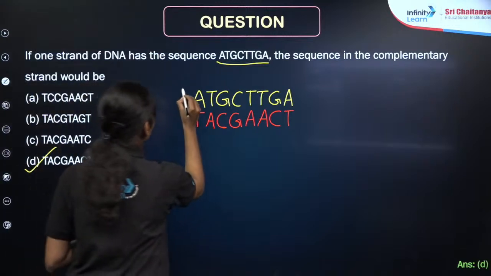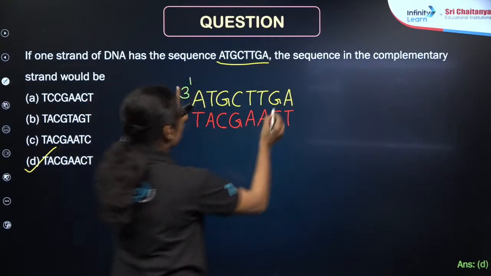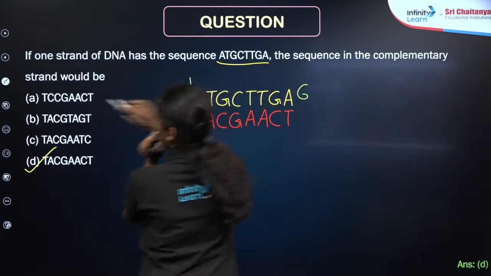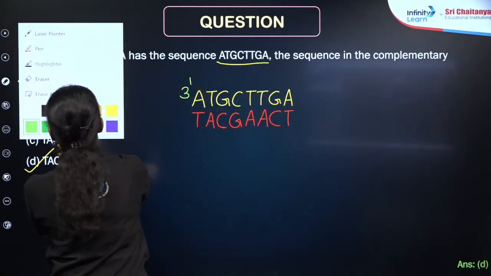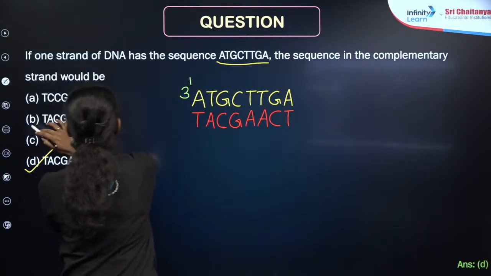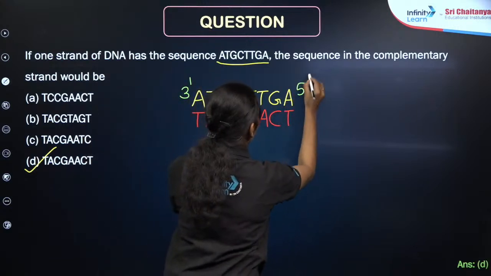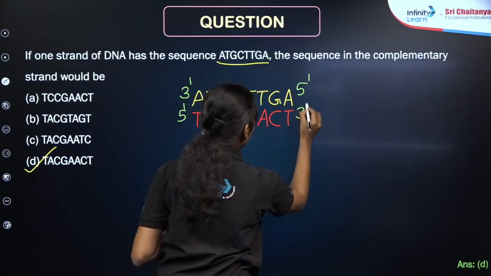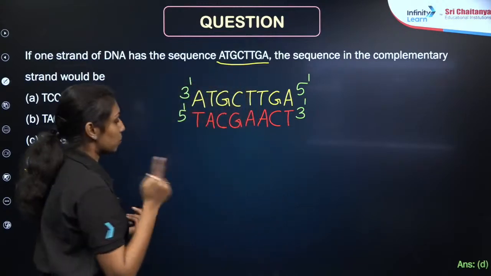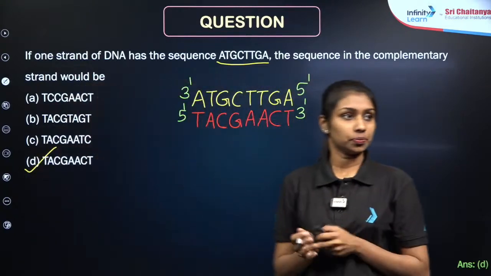Then you can give the strand name also here. If it is 3' then it will be 5'. Then the complementary strand will be 5' to 3'. You might have studied the strands in detail in your biology classes.